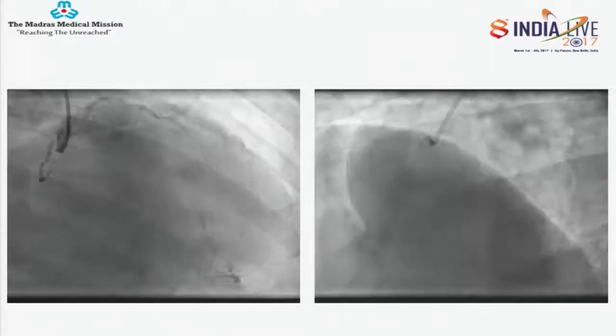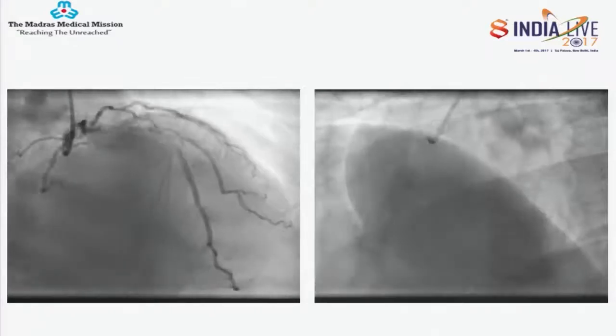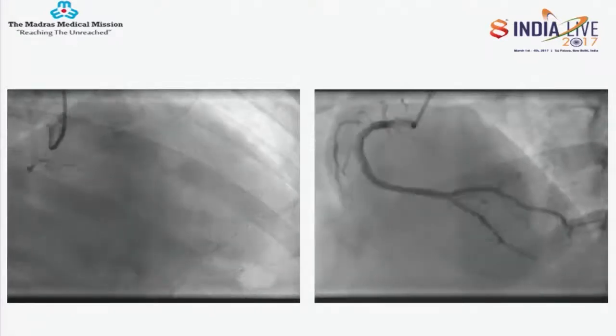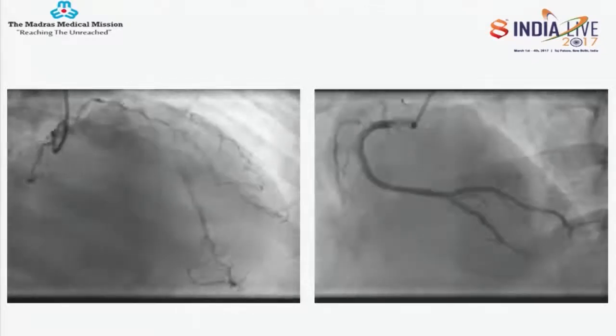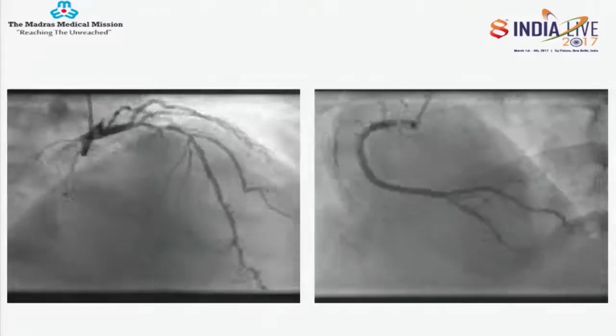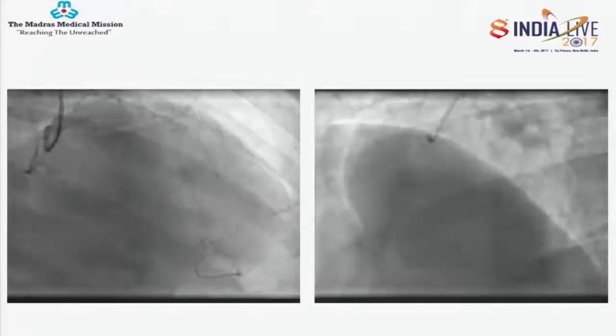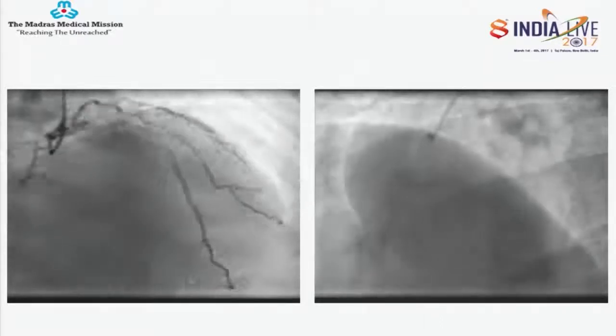The LAD showed a long lesion just a little away from the ostium. The ostium was spared. After that, there was a long lesion. And there were two diagonals arising from the lesion. The second diagonal was also diseased. The first diagonal was a non-critical lesion, and there was a tight 90% lesion in the mid LAD.